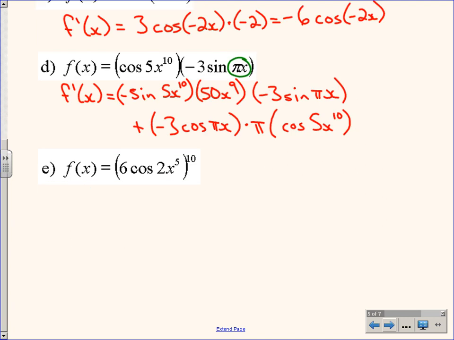And it's a fun one. f of x equals 6 cos of 2x to the 5th, all to the 10. This is a super chain rule problem. This is a three-level chain rule. The outermost function is this to the power of 10. Inside that, there's this 6 cos part. And then inside of that is the 2x to the fifth. So there's three levels of functions here, which we need to take the derivative of.